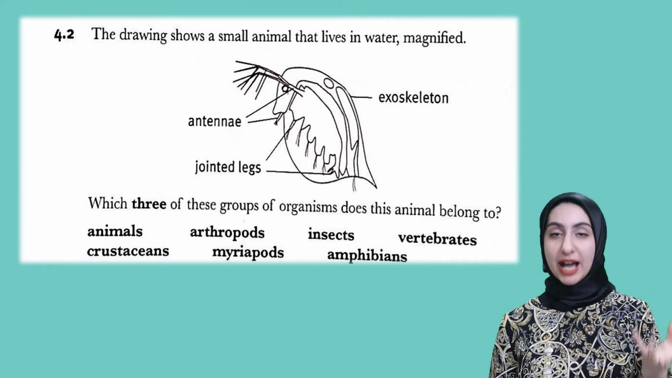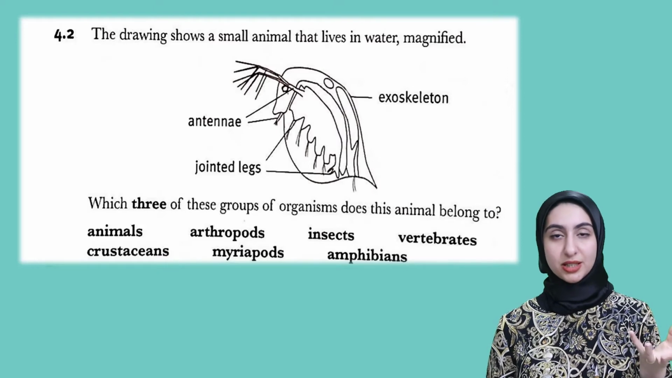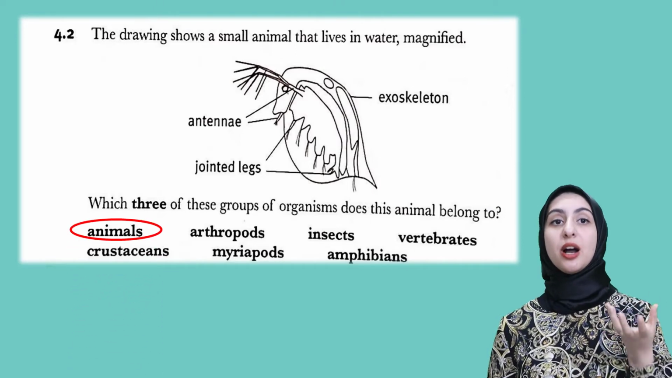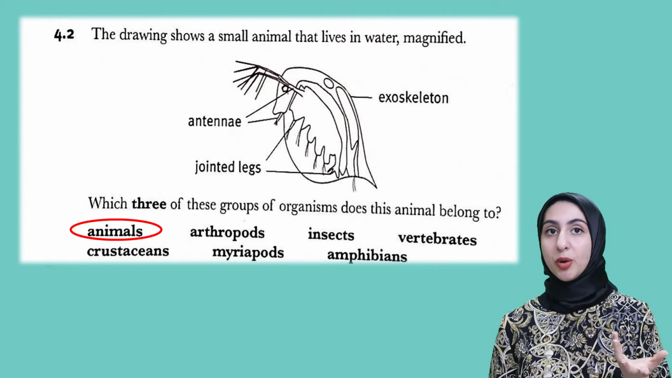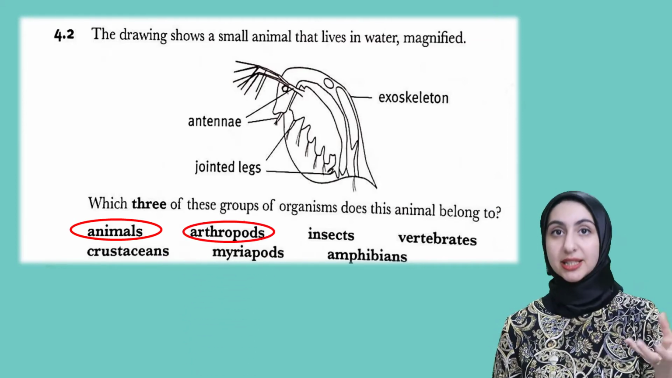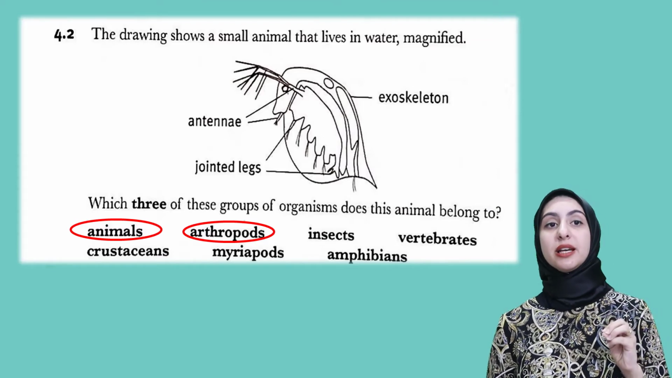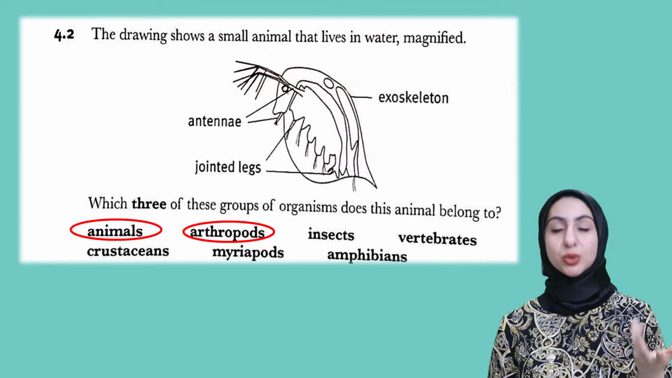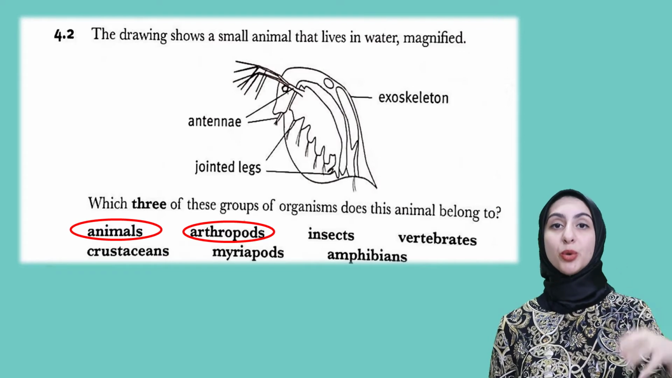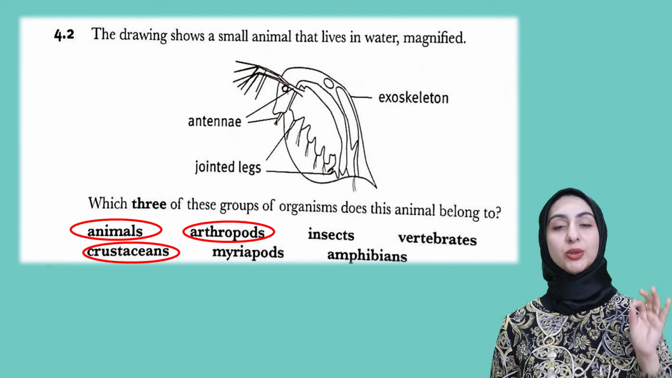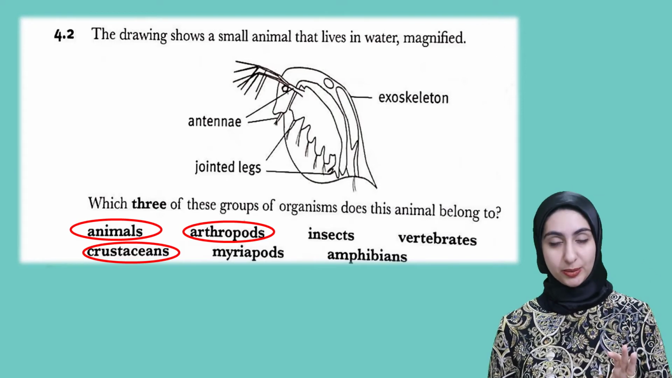Yes, we have animals because it is classified as an animal, and also it is arthropods. Why arthropods? Because it has jointed legs and also it has exoskeleton, right? And it is also crustaceans. Why? Because it has more than 4 legs on each side and also it has tough exoskeleton.